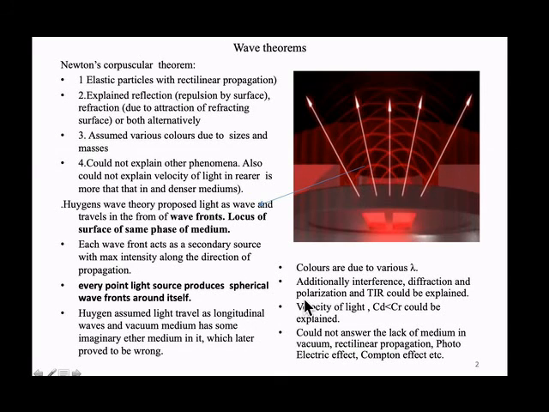But one thing he could explain: the velocity of light in a denser medium is less than in a rarer medium. Okay? We'll go to the next step. Newton thought the velocity in a rarer medium is more than in a denser medium, and could not explain this. Huygens explained this one, and that is the difference.